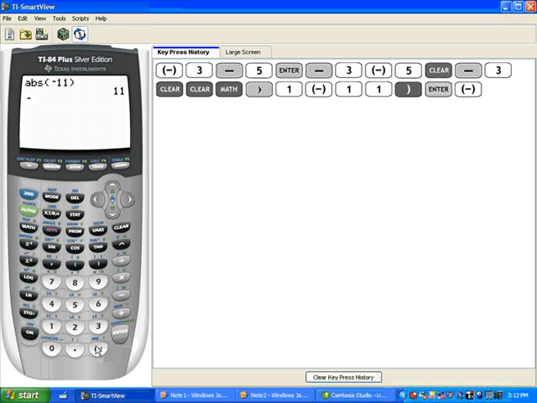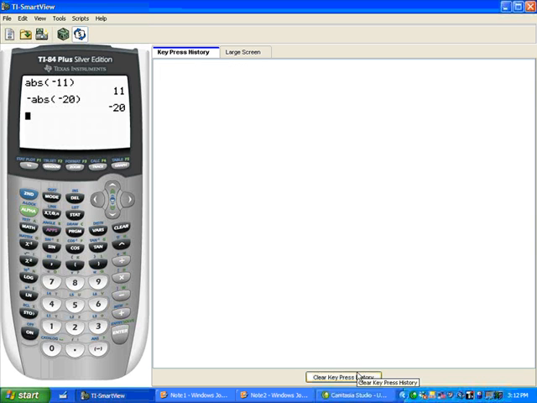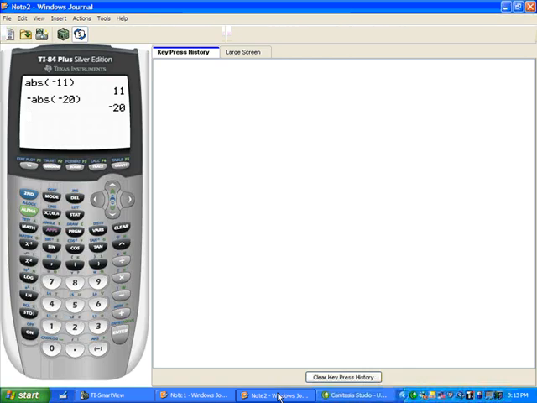If I want to take the opposite of the absolute value of negative 20, then that's how you key it in, and when you hit enter, you see that the absolute value got rid of the negative, but this other negative sign that wasn't inside got carried over into your answer, and that's the way that the calculator handles the negatives.